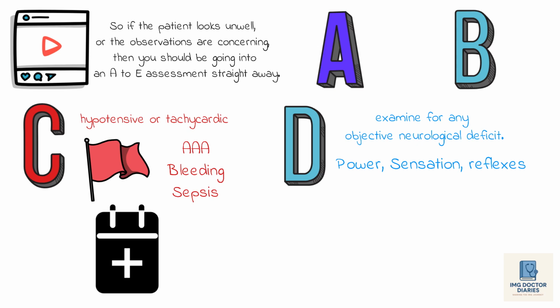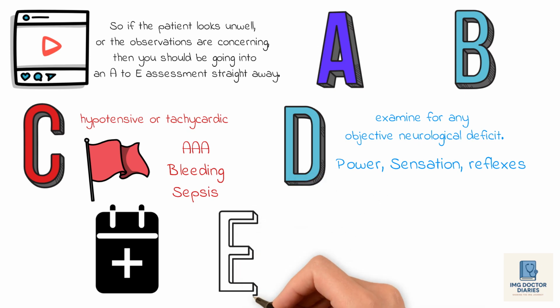So in the disability section, you are really trying to work out whether this is routine pain or neurological compromise. And if you are worried about cauda equina, do not be falsely reassured by one normal finding if the overall history is concerning. E. Exposure and examination.